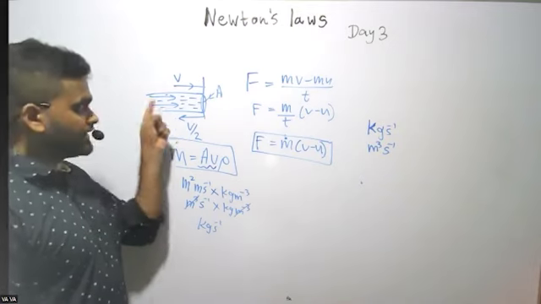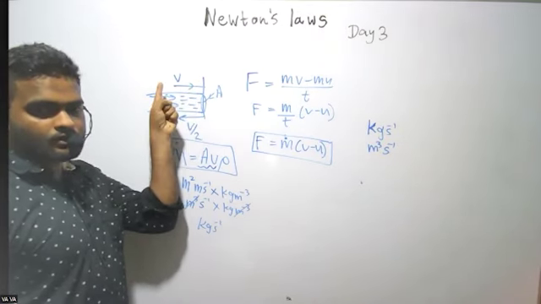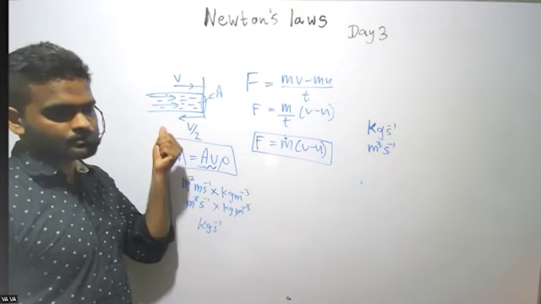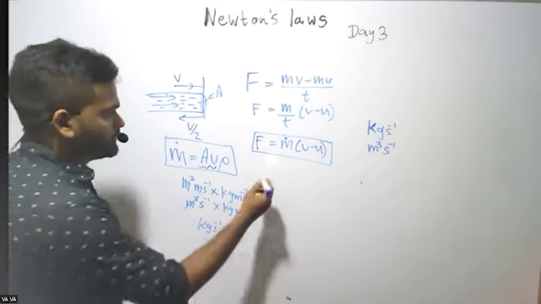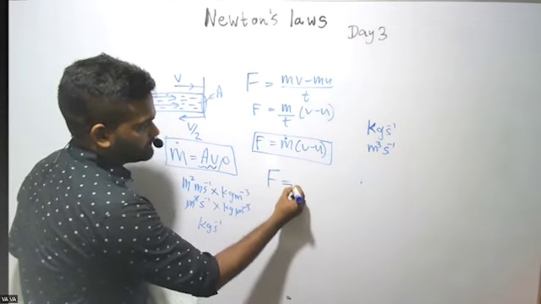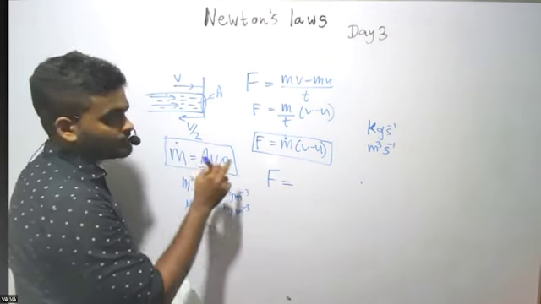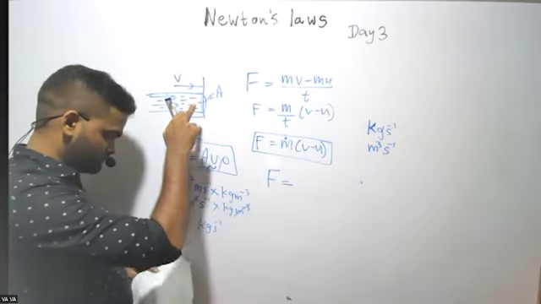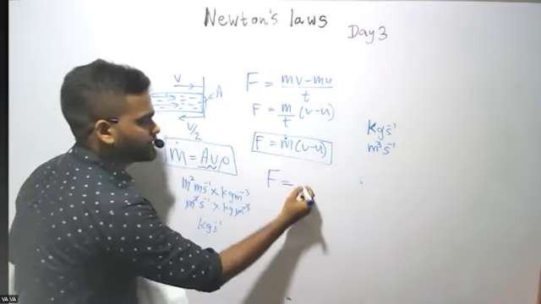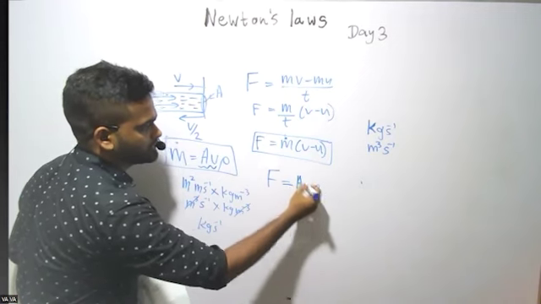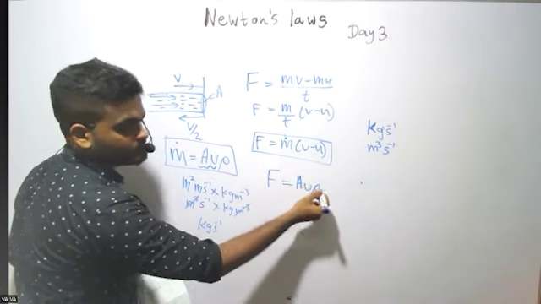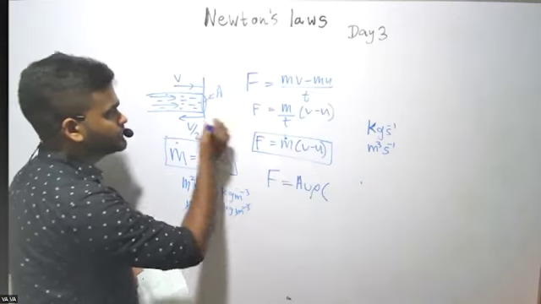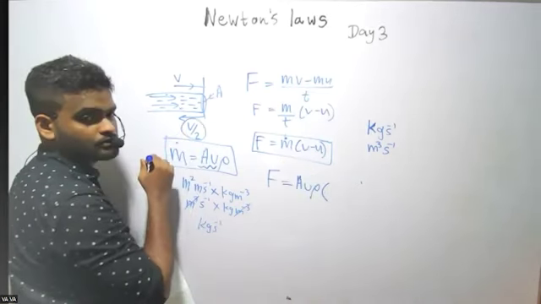Okay, so it hits the wall at V and jumps off at V over 2. So what is F here? Regarding the question, this one, right? So m dot is A V rho. It doesn't change. Instead of m dot, you can put A V rho. Then velocity. What's the final velocity? Final velocity is V over 2.